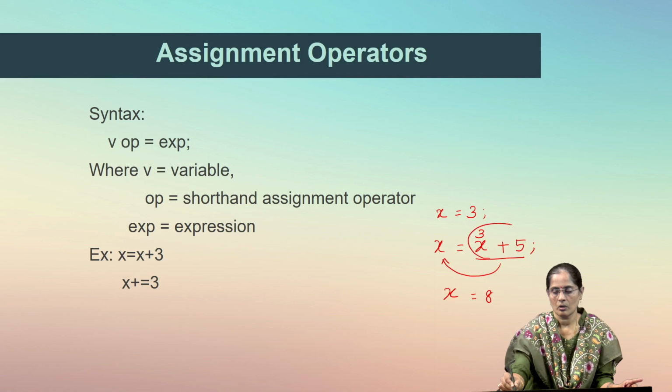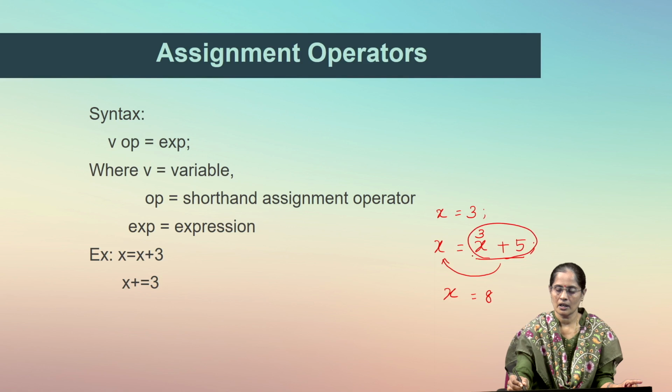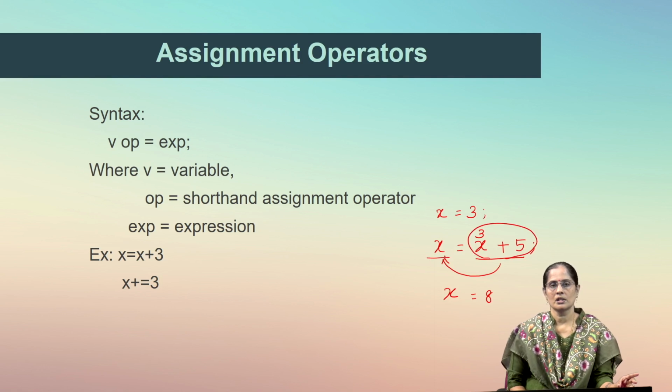So, in this case it involves two operations with respect to the C compiler. It involves the addition operator with respect to the expression, and after addition the value is assigned to the variable x. It involves the assignment operation, but the C compiler allows us to simply do these two operations together using a single operator. So, that is what we call the shorthand assignment operator.